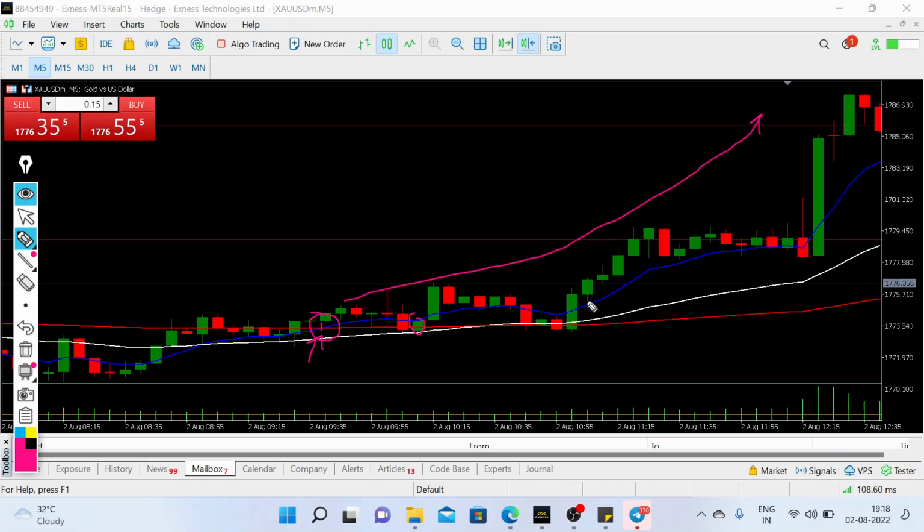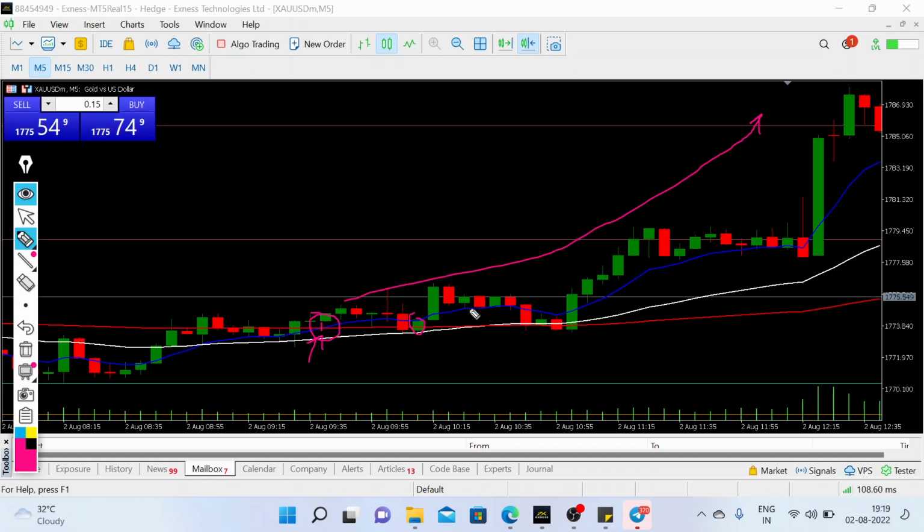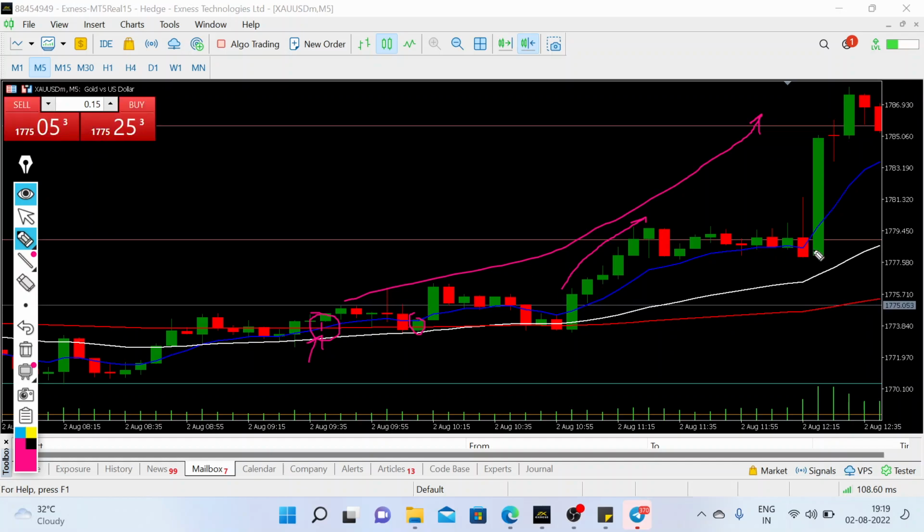So in the 5 period moving average, you can actually see here, this is a 5 minute chart. Whenever a candle crosses the 5 period moving average, this indicates that the trend is going upside, because as you can see, candles are not able to close below this 5 period moving average.